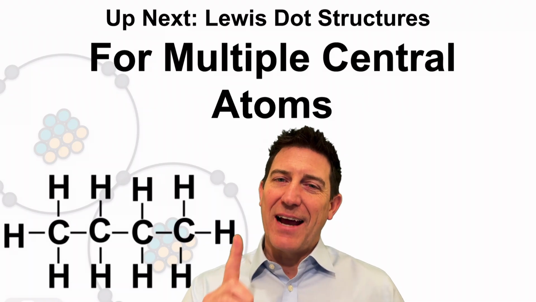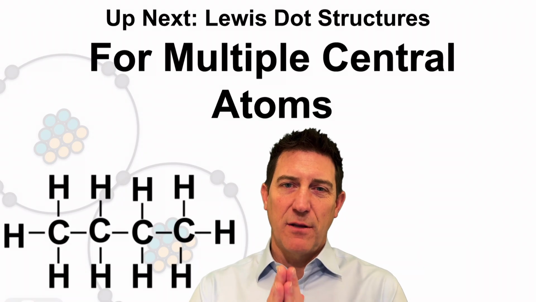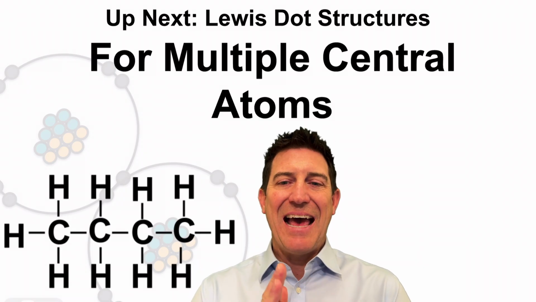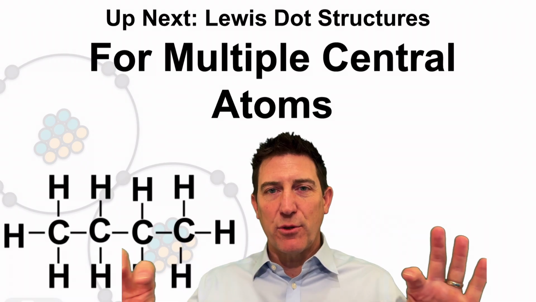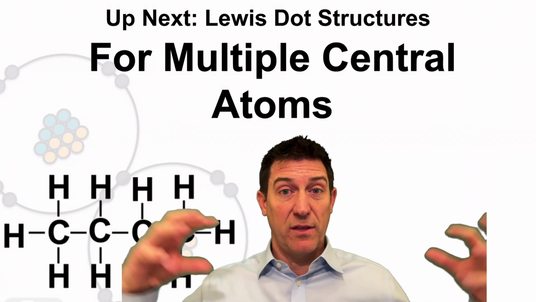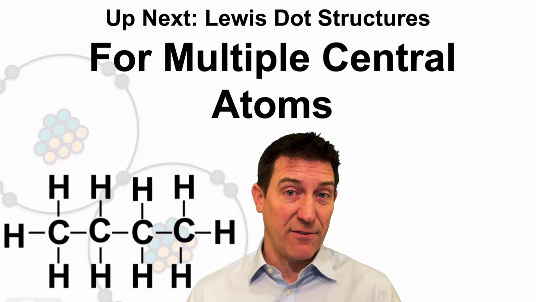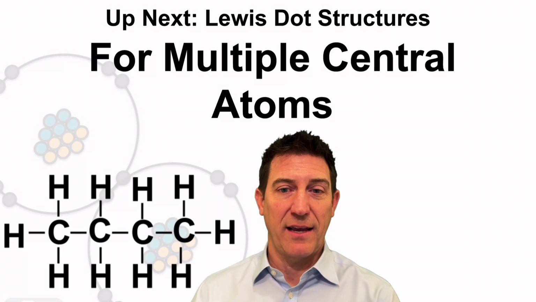There's one more thing that I like to cover in my chemistry class before we close the book on Lewis structures. And that is when we have multiple central atoms, like especially where we have chains of carbons with things branching off of it. And that's, in my class, the first real introduction to organic chemistry.